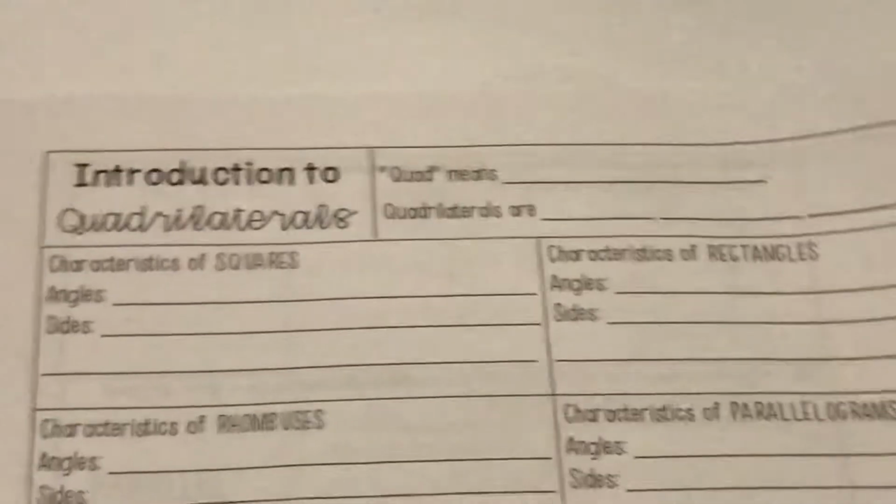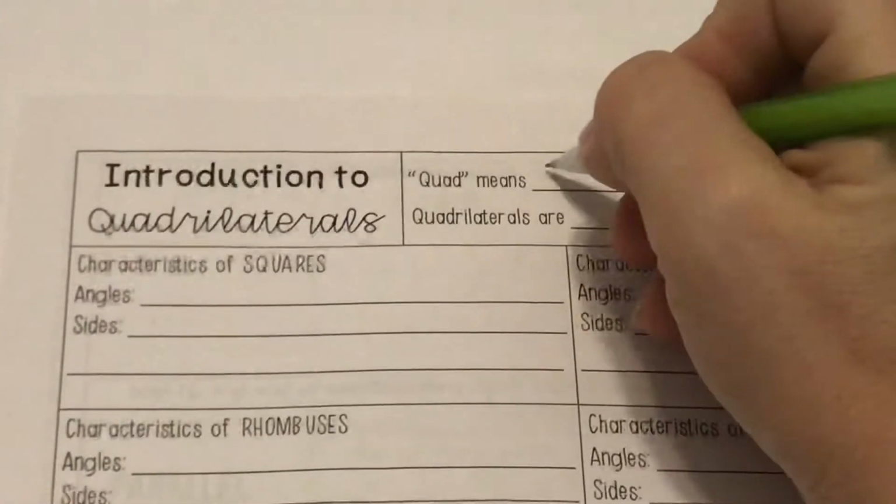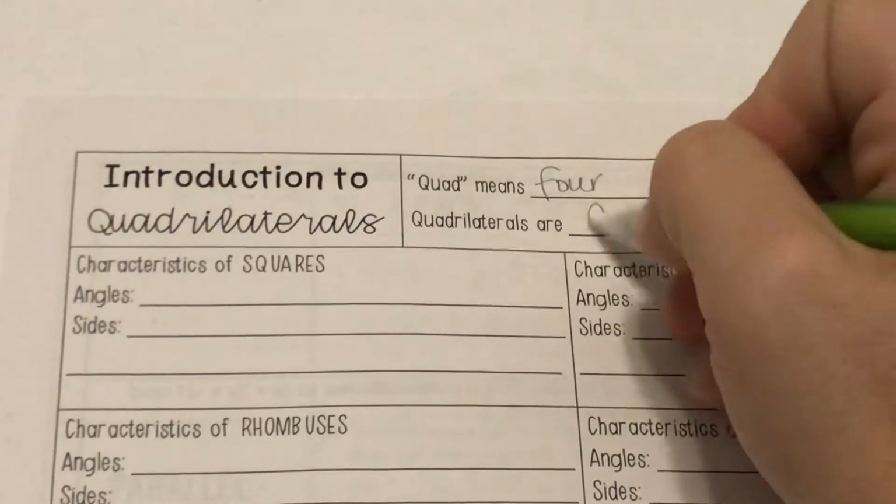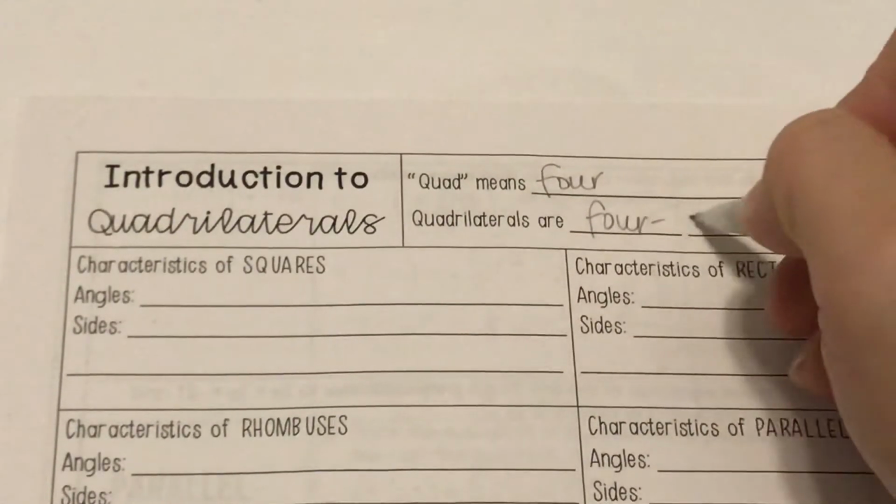Now let's talk about quadrilaterals. Quad means 4. You guys probably know that. So quadrilaterals are 4-sided figures or 4-sided shapes.